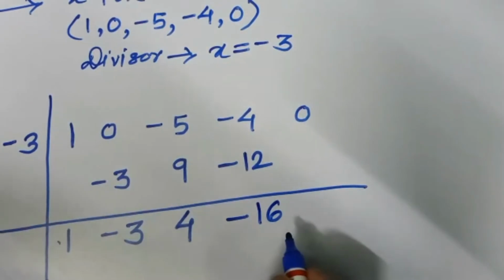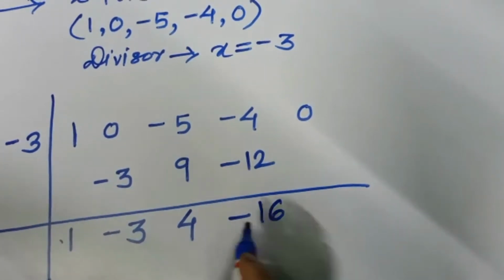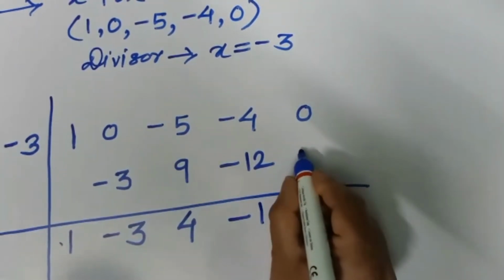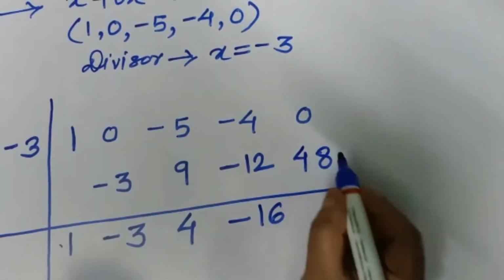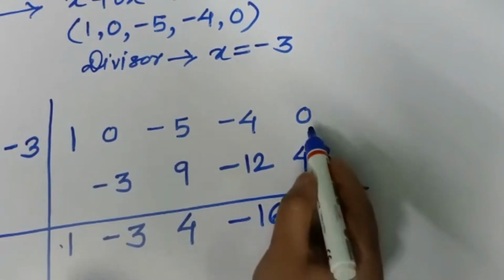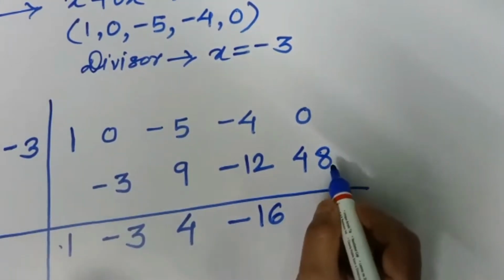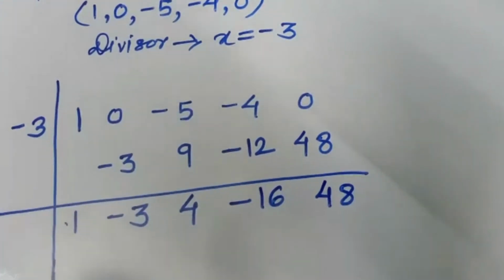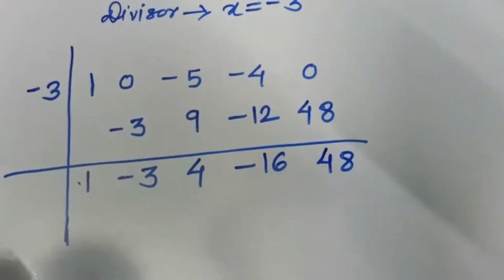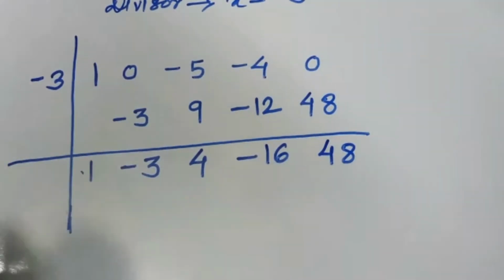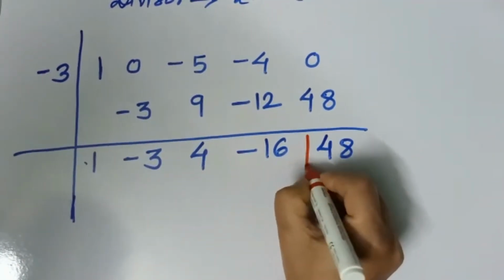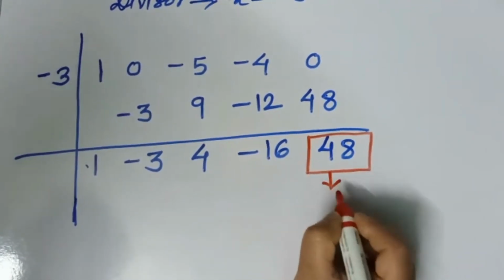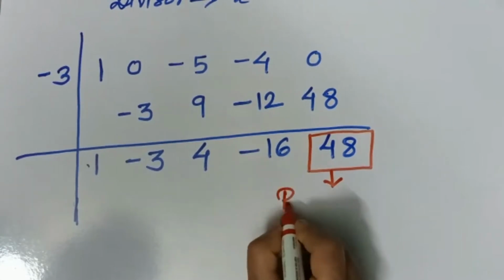Okay. Then the next one is minus 16 multiplied by minus 3. So 16 3s are 48, that is the positive 48, and this product we have to arrange below of the next coefficient, and the sum of this 48 and 0 is 48. Understood? Now we will highlight the remainder. Here what is the remainder after dividing this polynomial by x plus 3? The remainder is 48. So you denote here that it is the remainder.